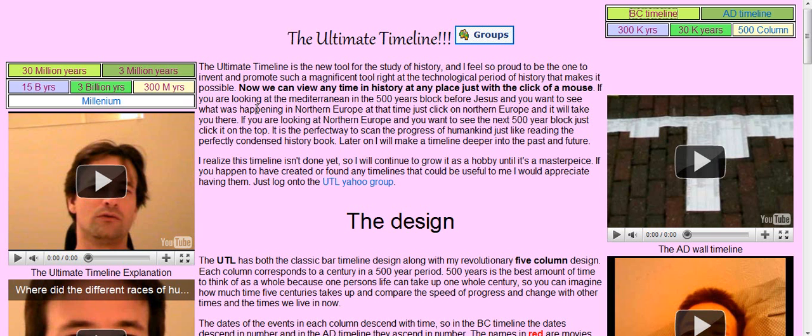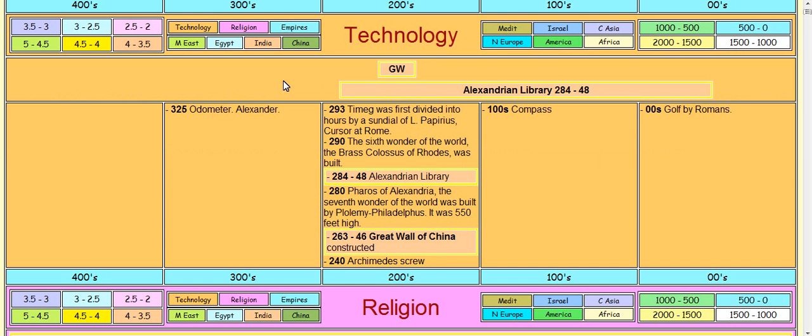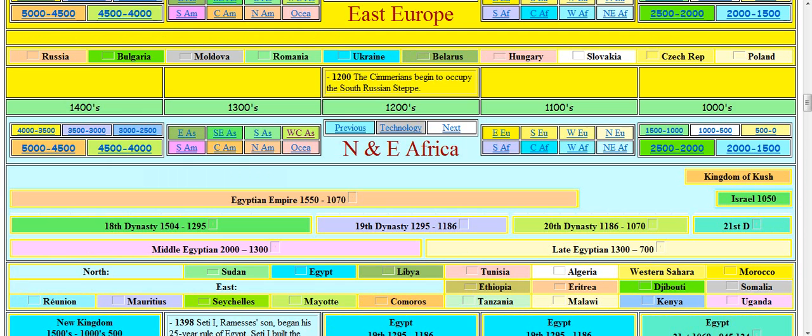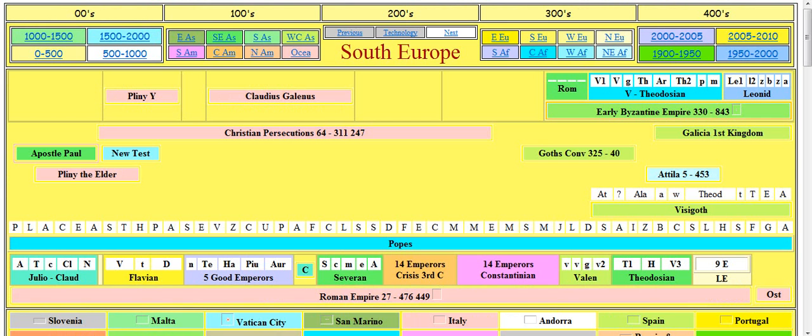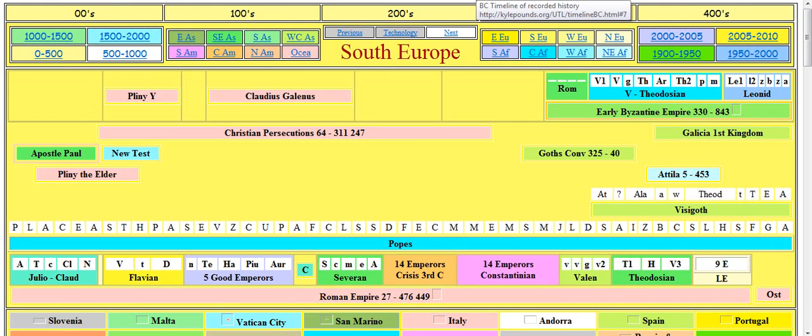So here we're going to the BC timeline, and this is something that you can see on my website. We're on my website right now, and this is how I have it set up now. For example, let's just go to Mediterranean. This is how you can see it set up right now. However, this is how it's going to look. So this is how it changed.